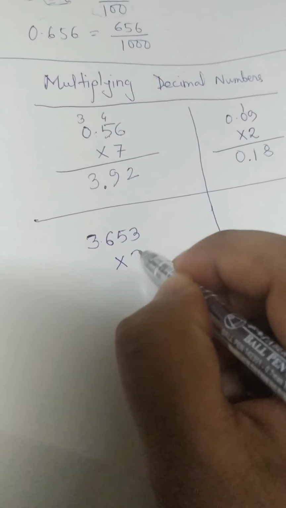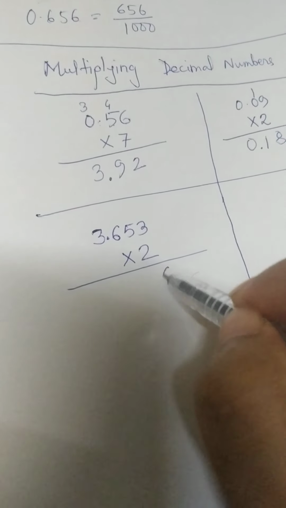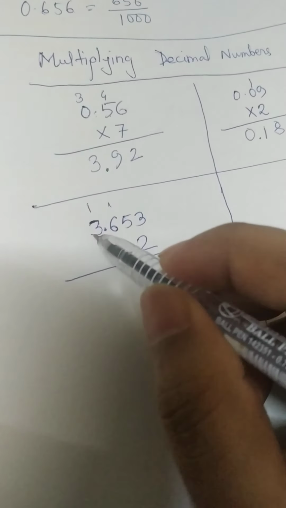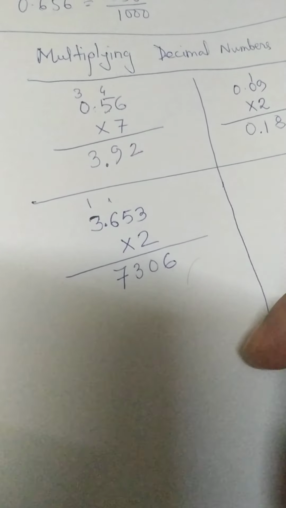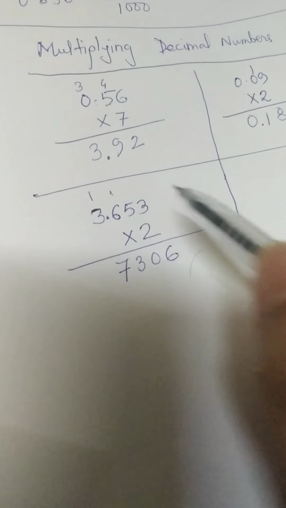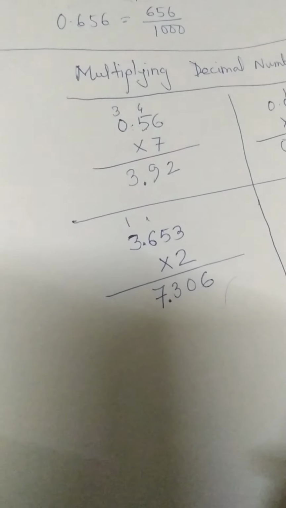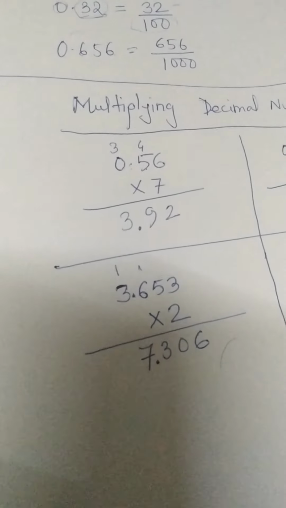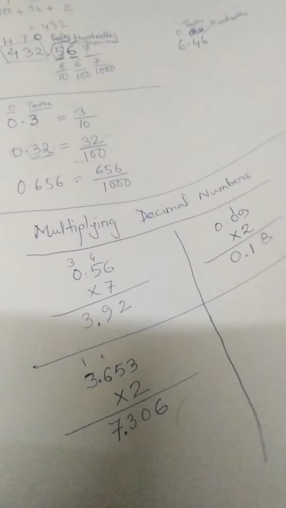3.653 into 2. So the decimal is over here. 2 3s are 6, 2 5s are 10, 1 carry, 2 6s are 12, plus 1 is 13, 1 carry, 2 3s are 6, plus 1 is 7. So first we do the normal multiplication, then we check how many digits are there after the decimal. After the decimal, 1, 2, 3. Got it? So this is the way to multiply decimal numbers. Okay, now we move on to a different type of multiplication.